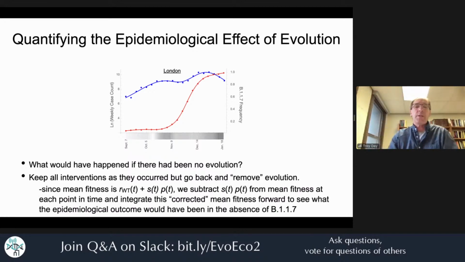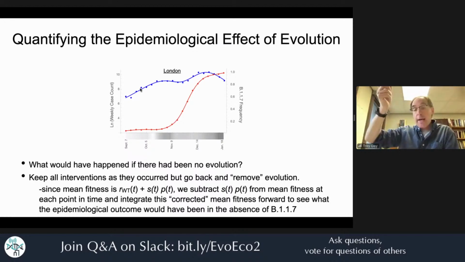And one way we can do this theoretically is, again, because we know mean fitness is the wild type fitness plus the selection coefficient times the frequency of B117, we can go in at any point in time in the epidemic and subtract off the selection coefficient times the frequency of B117 at that point in time to get a measure of what mean fitness would have been if all the infections were not B117, and integrate that forward over time to see what the outcome would be for the epidemic curve.